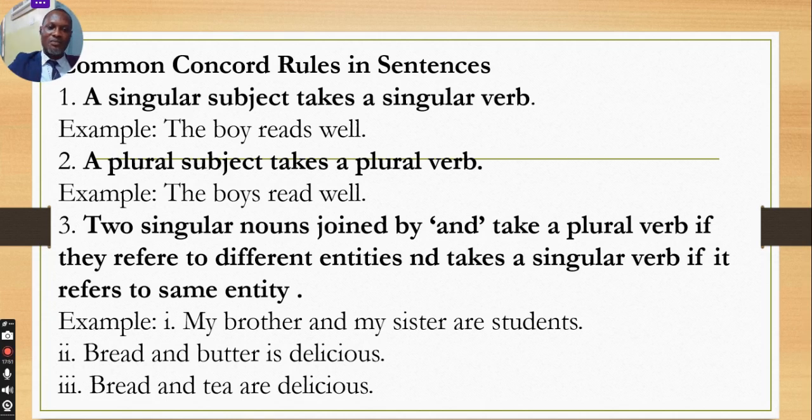Okay? Bread and butter is delicious. You know, bread and butter usually go along with each other. And in this case, they are considered as one entity. Why? Because butter is part of the ingredients used in bread. So whether you like to apply butter on your bread while you're eating it, or you don't want to apply it, butter is still part of bread making. So bread and butter is delicious, not "are delicious."